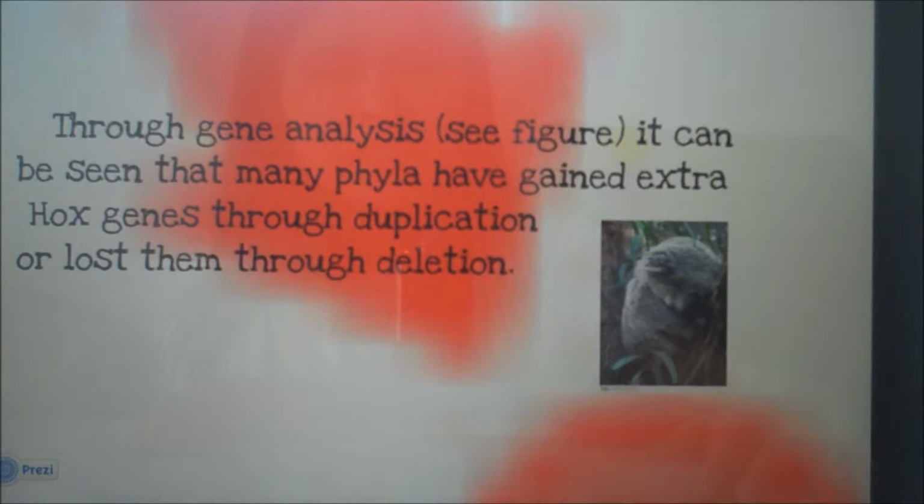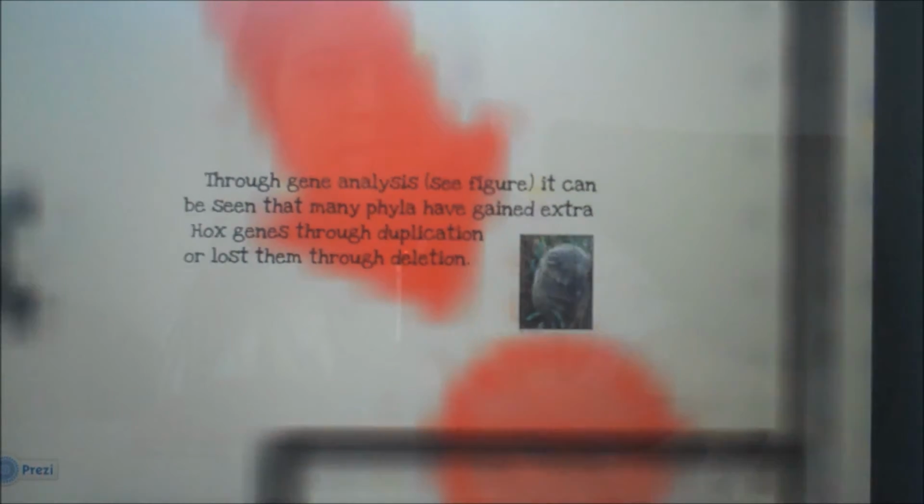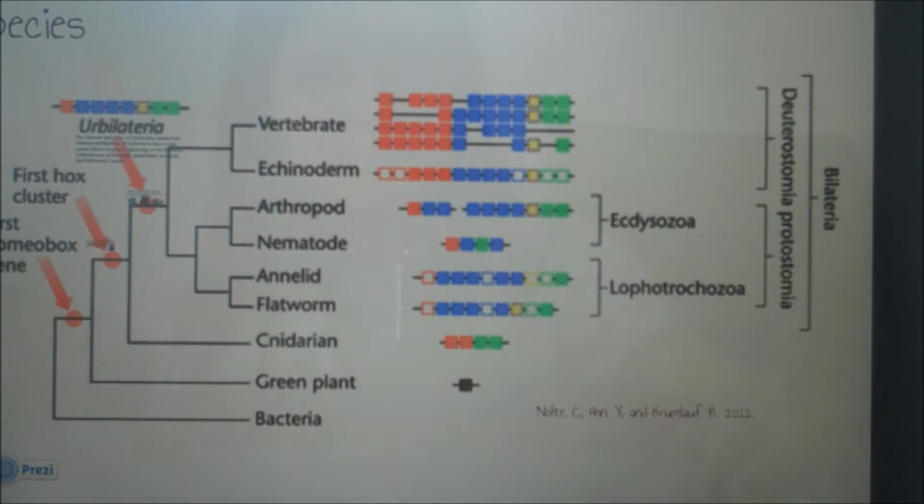Through gene analysis, it can be seen that many phyla have gained extra Hox genes through duplication or lost them through deletion. As this figure shows, throughout evolutionary history, many different animal phyla have gained Hox gene clusters or lost them over time.